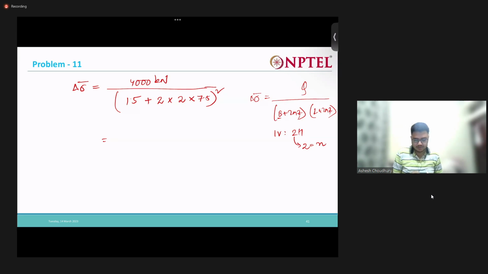Let us calculate this: 4000 divided by (1.5 plus 15) whole square. That gives 4.03 meter square. Now let us find out the consolidation settlement.